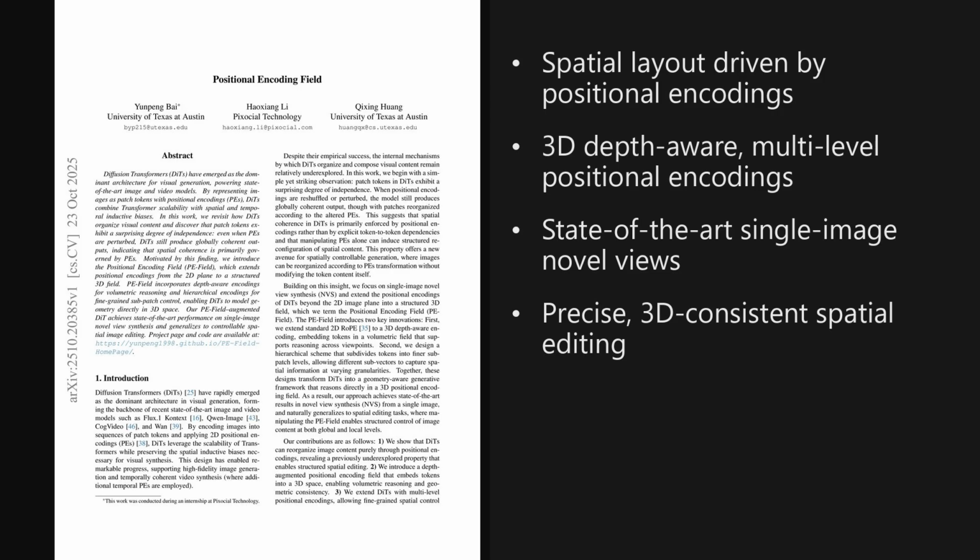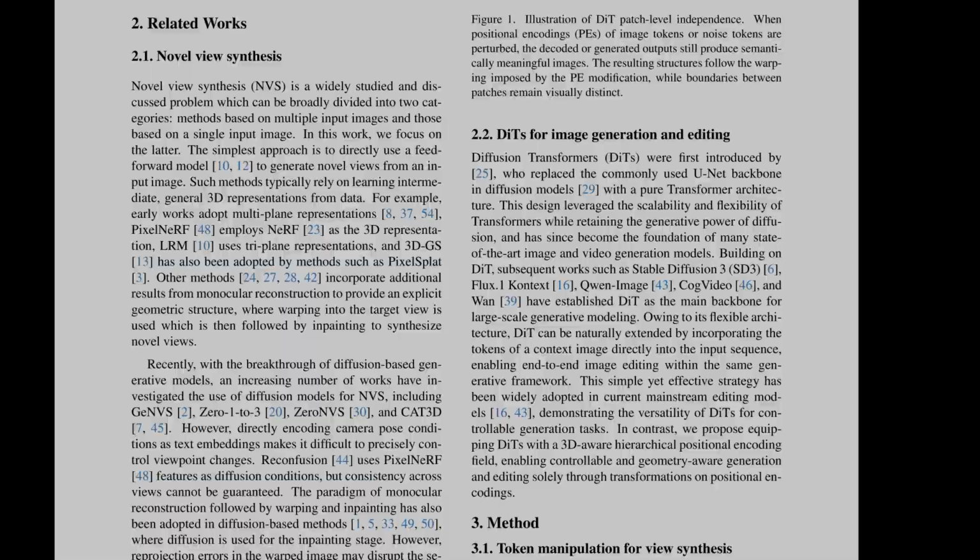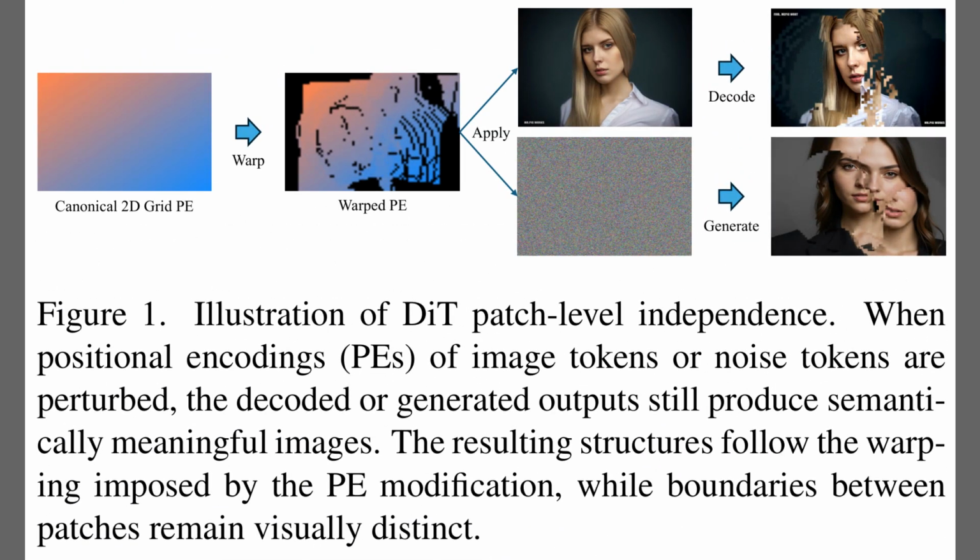In short, the method adds depth-aware and hierarchical encodings, so the model reasons directly in 3D space and manipulates subpatch details without changing token content. The introduction set up the core claim that positional encodings drive spatial coherence. Figure 1 shows how warping positional encodings alone reorganizes content, which signals strong patch-level independence.